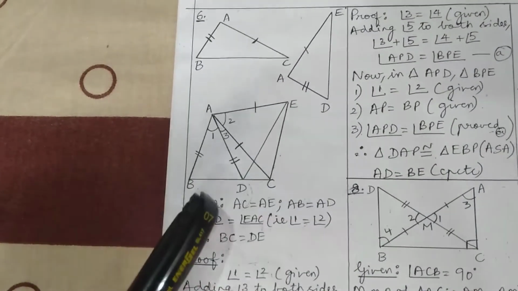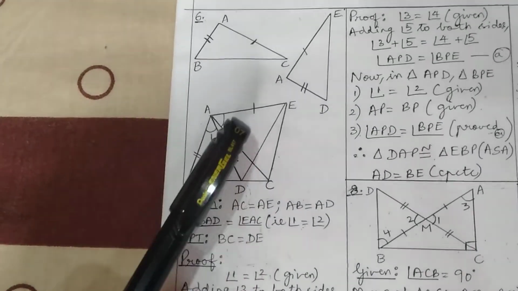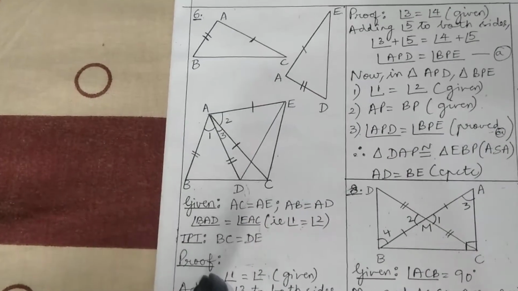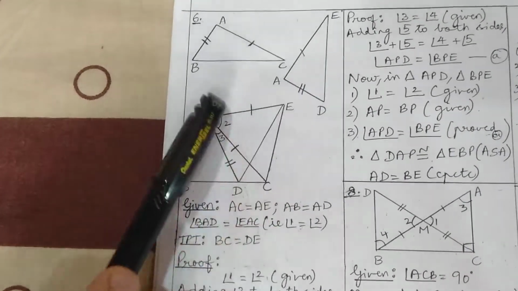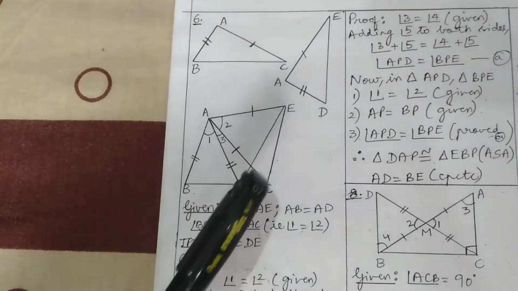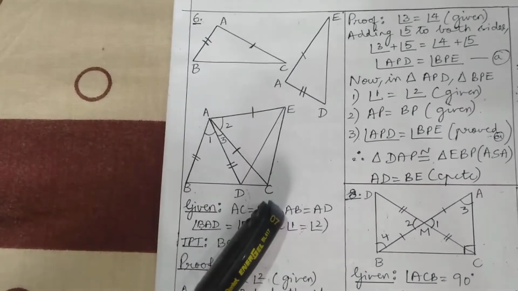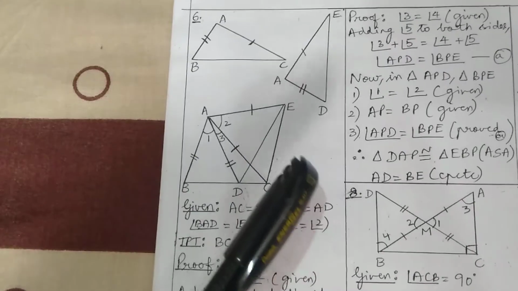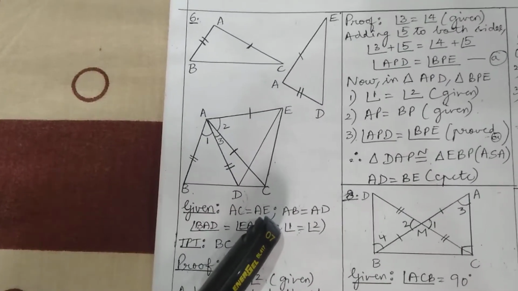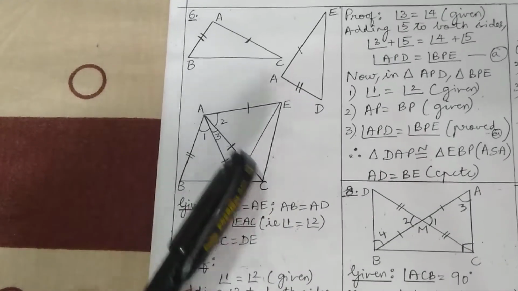Similarly, in the other triangle, 2 is not a complete angle. 2 is an angle of the triangle EAC, but we have taken up EAD. Angle 2 is a complete angle in triangle EAC, but we have taken up the triangle EAD. Triangle EAD has angle 2 and 3 in it, meaning 2 and 3 put together.